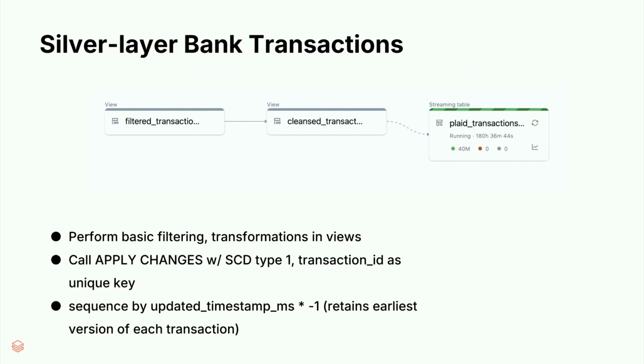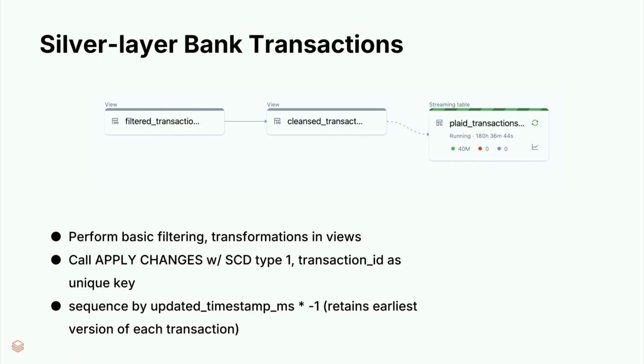So we're able to implement this in a pretty straightforward manner using apply changes. This is the DAG for our DLT pipeline. The first two views are performing basic filtering and transformations before we call apply changes in the final node. We're using SCD type 1 with transaction ID as our unique key, and we're sequencing by updated timestamp times -1.